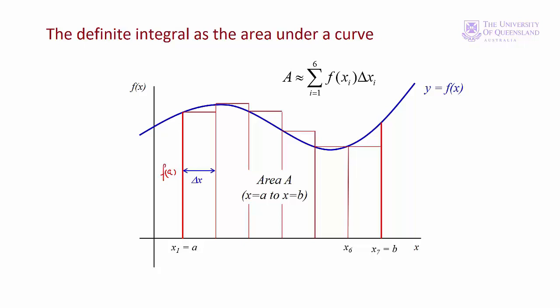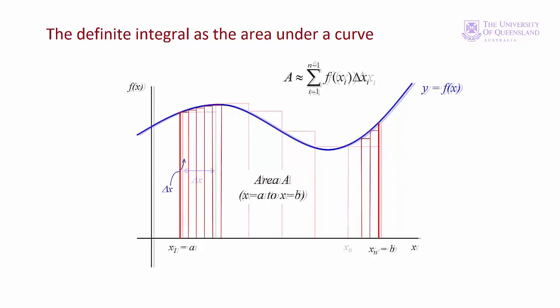However, we can see that some rectangles are too small, here and here, and other rectangles are too big. We can make this measurement more precise by decreasing the width of each rectangle. We see up here that we have a much better approximation. So we can see as we increase the number of rectangles, in other words, decrease the width delta x, we get a better approximation of the area under the curve.